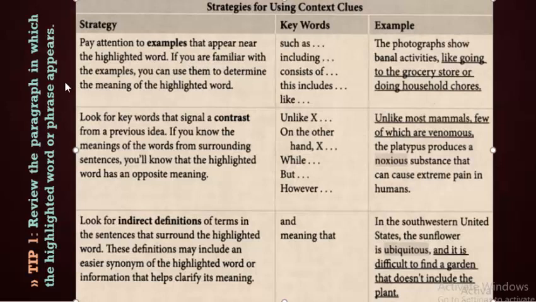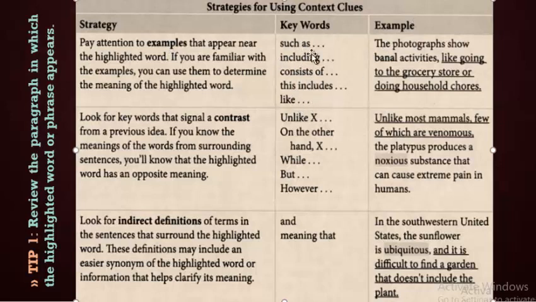If you are familiar with the examples, you can use them to determine the meaning of the highlighted word. For example, the keywords, for example, or golden words, transition words that we use for examples. Such as, including, consist of, this includes, like.